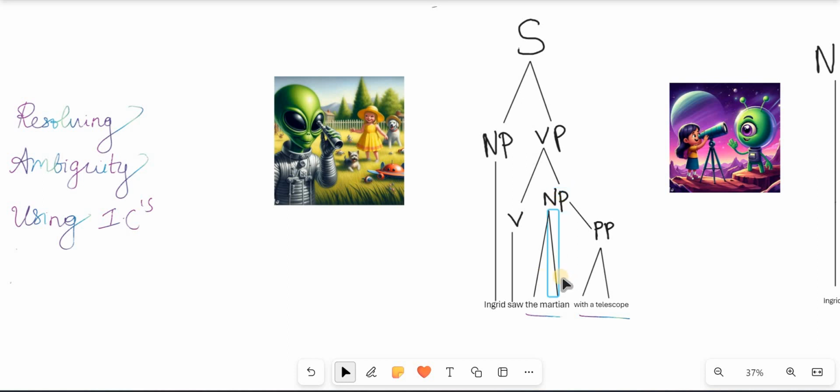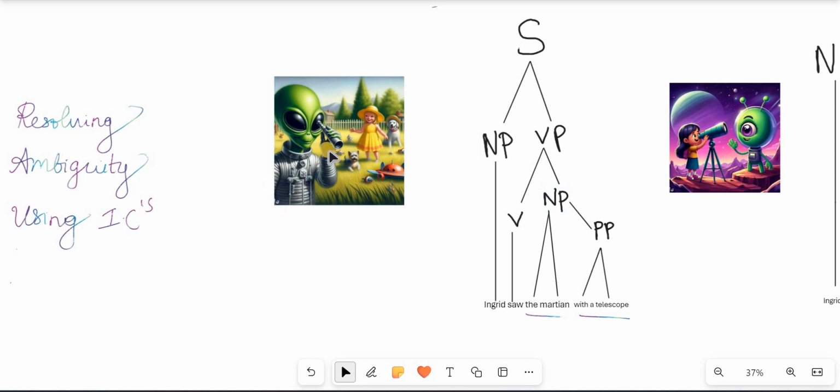Now the Martian with the telescope. The Martian is the person who carries the telescope. So this prepositional phrase is embedded within the noun phrase, the Martian. So here, with the telescope is closely associated with the noun phrase the Martian. So this is how it is represented. Here this prepositional phrase is connected to the noun phrase the Martian.